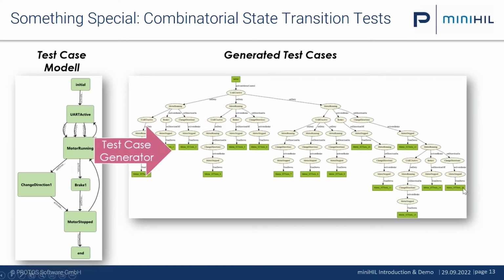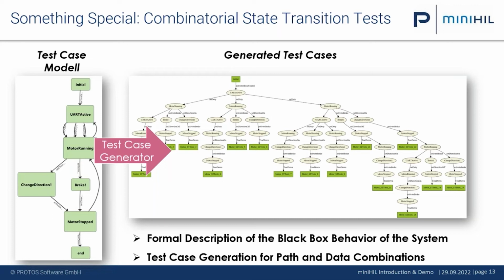And it's automated. It also generates not only a diagram, but also C code. The C code again is compiled and is run automatically as test cases. That's really nice to have a good test coverage with less effort, much less effort actually. So it's a formal description of the black box behavior of your system, in combination with a test case generator.